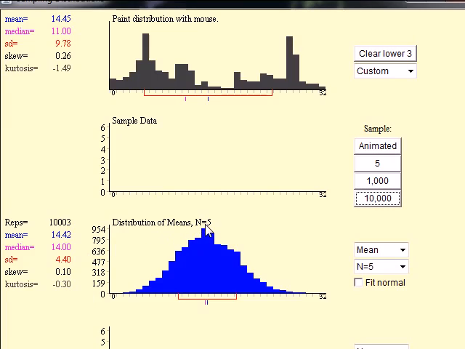So when our sample size was n equal 5 and we did 10,000 trials, we got pretty close to a normal distribution. Let's do another 10,000 trials just to see what happens. It looks even more like a normal distribution. Our mean is now the exact same number, but we still have a little bit of skew and a little bit of kurtosis.